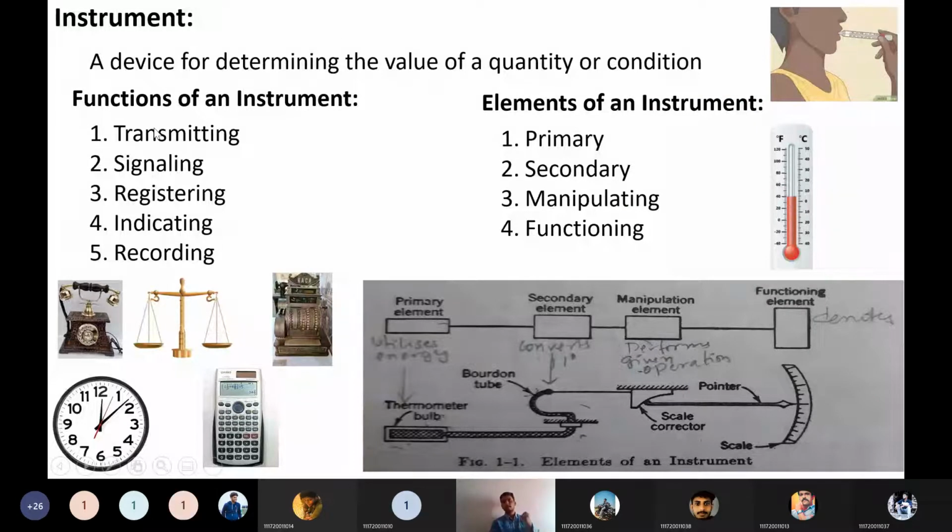Then there are five different types of functions performed by any instrument: a transmitting function, signaling function, registering function, indicating function, and recording function. Then there are four elements of an instrument. Usually the primary element is in direct touch with the medium. Then the secondary element operates on the command of the primary element. Then the manipulating element adjusts the characters by taking a command from the secondary element. Finally, after adjustment by the manipulating element, there is a final element called the functioning element. Using this functioning element, we can read that particular measurement, whether it is quality or quantity. This is the example we have given for the elements of instruments.